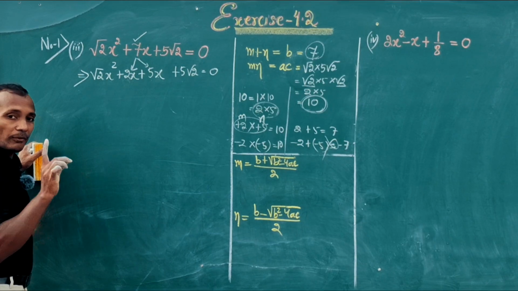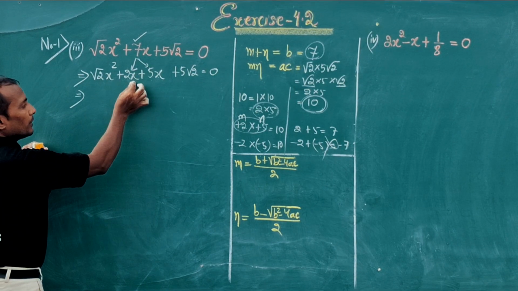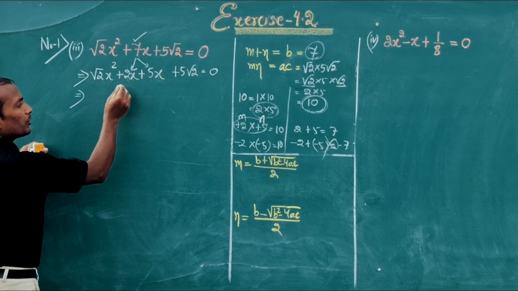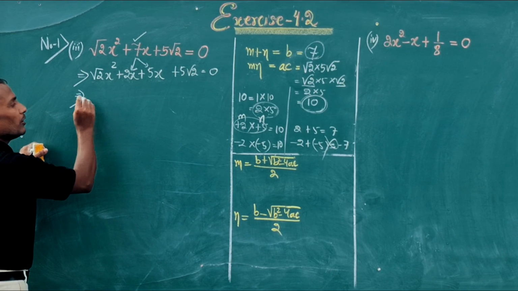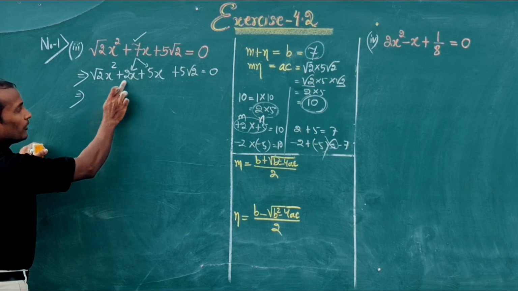Now in this step we shall group the terms and take common factors. The first two terms make the first group and the last two terms make the second group. From the first group of terms we shall take something common. You can see that x is already a common factor, it can be seen clearly.